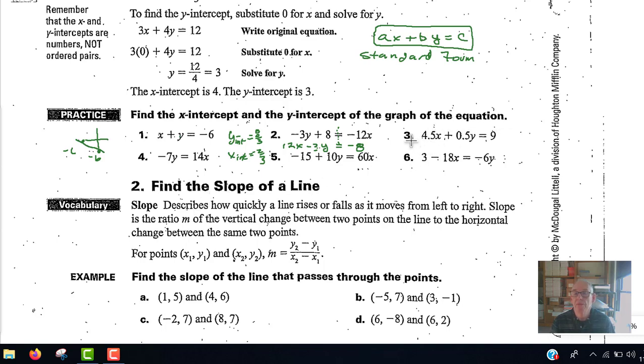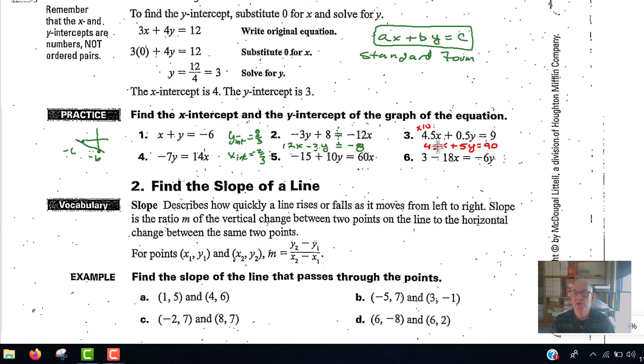Same thing with 3. Now, one shortcut to think about when you have decimals involved is to turn these into regular numbers so you don't have to deal with the decimal. So these are both tenths type decimals. So if I multiply everything by 10, I'm going to move the decimal over 1 and get rid of the decimals. So if I do that, I could actually look at this as being 45x plus 5y is equal to 90. So I multiplied everything times 10, and I avoided the decimals.